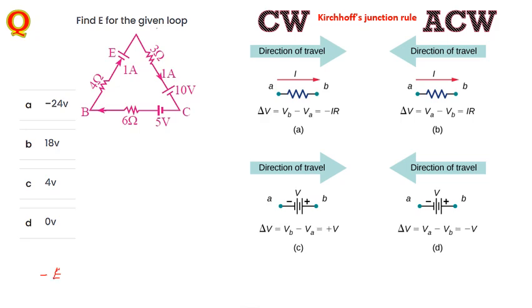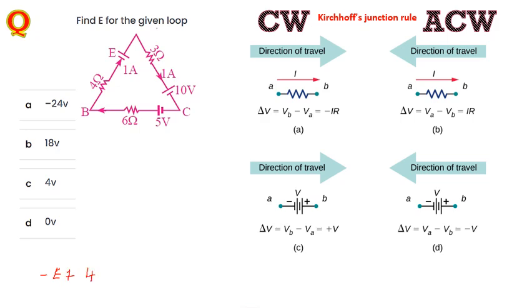Next one, and this is the direction of current. Opposite to the direction of current you are going to measure, it is plus IR. So here R is 4, current is 1. So I just mentioned in this case, this one here is plus 4 into 1, plus 4.